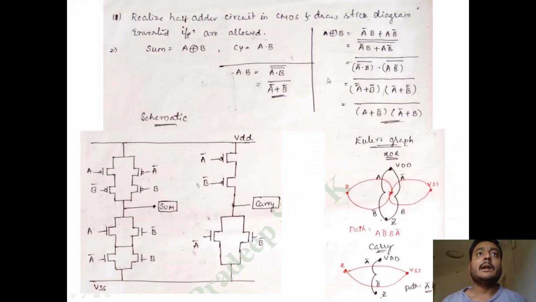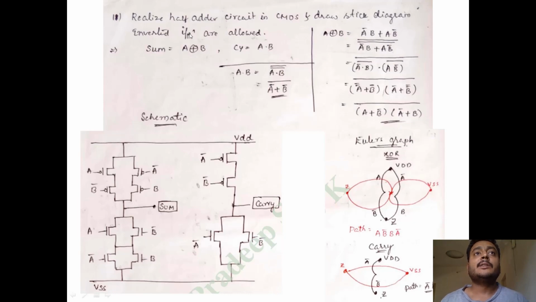Okay, and this is what I need to tell you in detail again. So we'll have a question here. Realize half adder circuit in CMOS on stick diagram, where inverted inputs are allowed. So this you have to take care. This question will be asked.